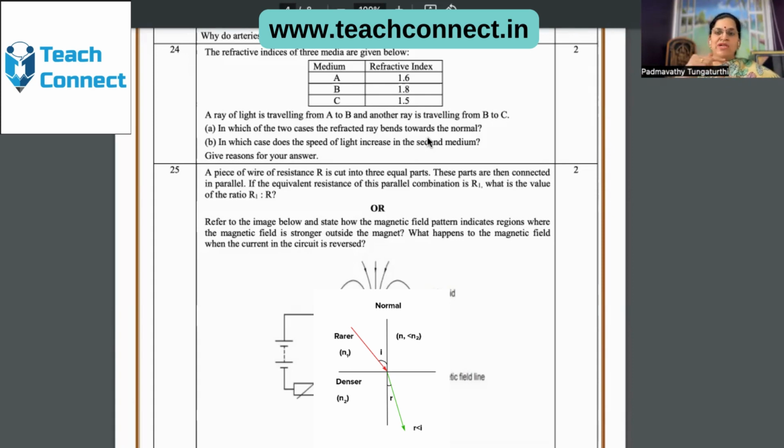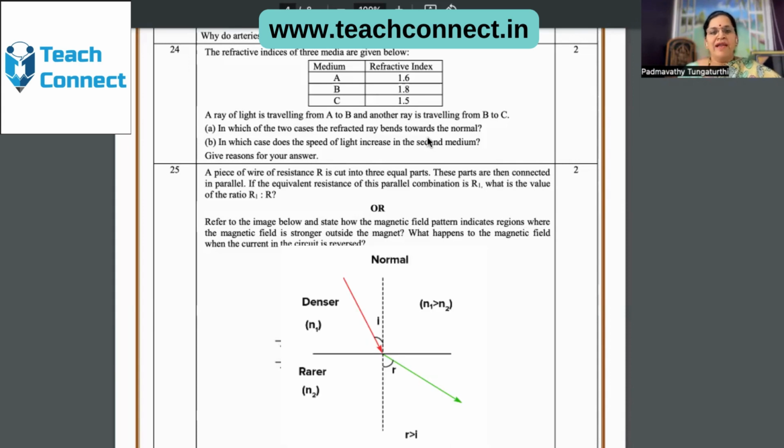Now, how are we going into the applying level of it? From A to B, the light is moving from a rarer medium to a denser medium. Definitely the ray should bend towards the normal. And now from B to C, the light ray is moving again from a denser to a rarer medium. That means the light ray will move away from the normal.